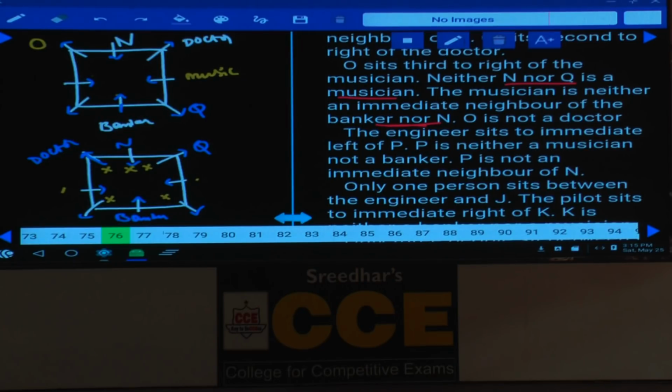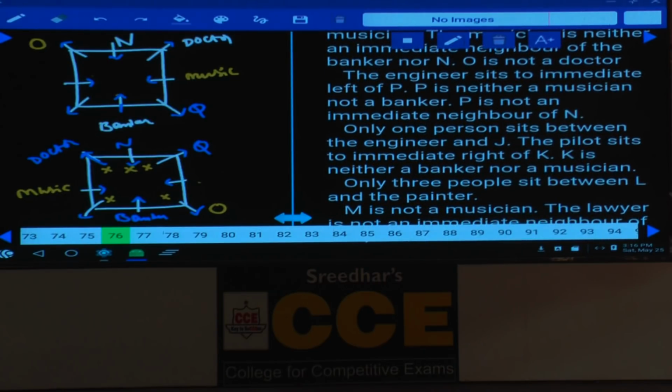And out of which if you take this place, then if the musician is here, then O will be here, isn't it? And O is not the doctor, clearly specified. As O is not the doctor, clearly specified here, the musician cannot be at this place. Then what is the other possibility we have? The musician must be at this place. If the musician is here, O sits third to the right of the musician, O at this place. Done? Now we could finalize the positions of this musician, and O is not a doctor.